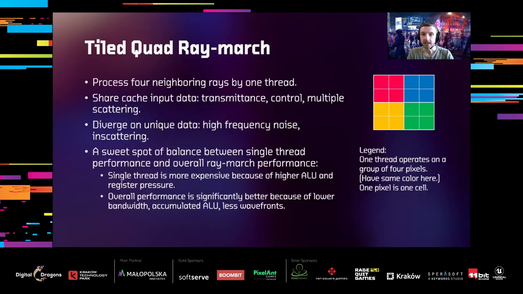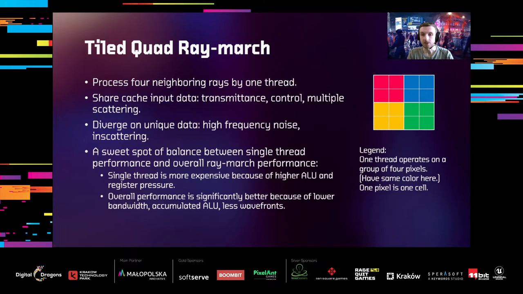Then the actual ray march happens for selected tiles. Here, the next optimization is applied, which is tiled quad ray march. The core idea of this optimization is to let one thread process 4 neighboring rays instead of a single ray. This approach allows sharing most cache inputs, such as transmittance values, control values, and others, and diverging only on values unique for each thread, such as high frequency noise values, scattering values, and others.